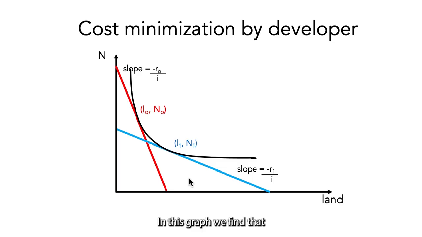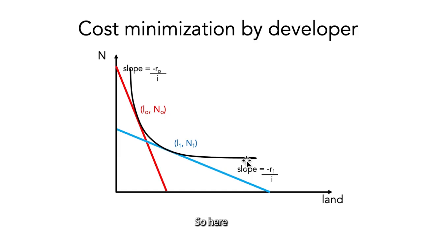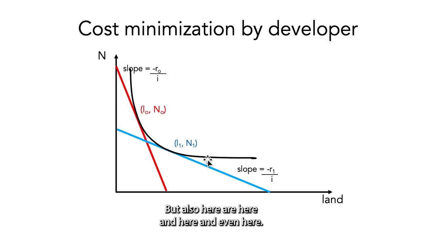Okay, in this graph, we find that these two developers are minimizing cost. The capital will be the vertical axis and the land will be the x-axis. The isoquant is this circular black line. And this shows all the capital-land combinations that give you a given floor space. In the text, they say 150,000 square feet. So here, with this combination of land and capital, you can produce 150,000 square feet, but also here and here and here, and even here, okay?